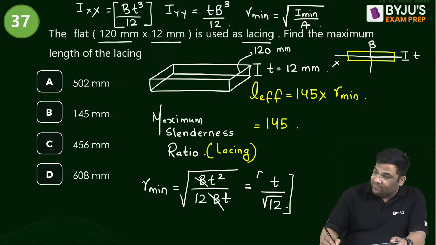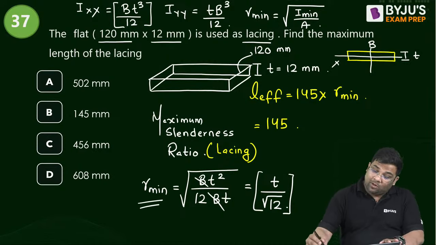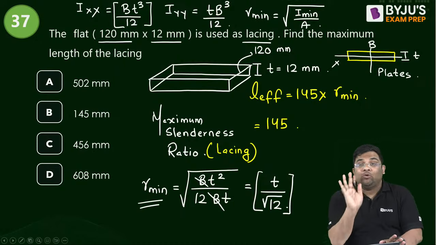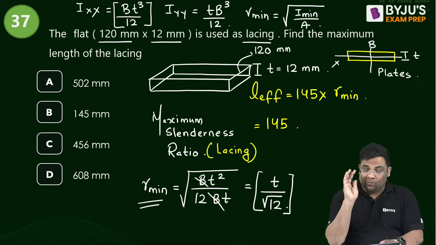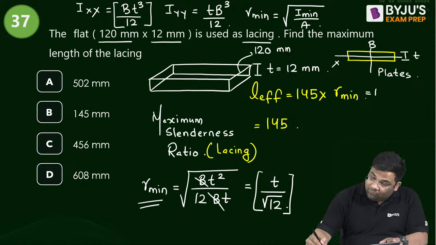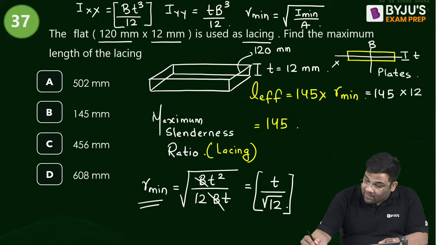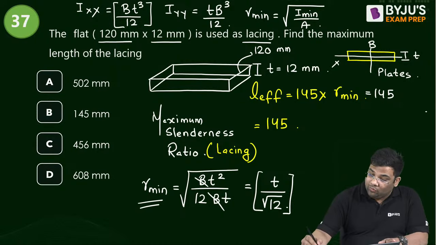And remember this fact. R minimum for these plates or flats is always T by root 12. Remember this. I have derived this, but in the examination you don't have so much time, okay? So directly you can find out this 145. T is how much? Given 12. So 12 divided by root 12. Right? 12 divided by 12 is what? Actually, it is root 12.